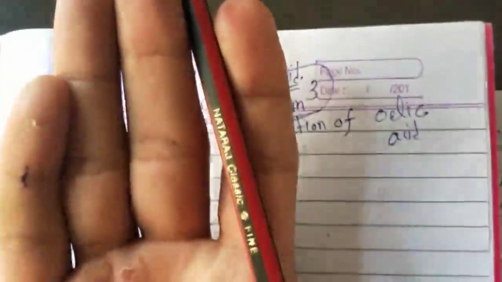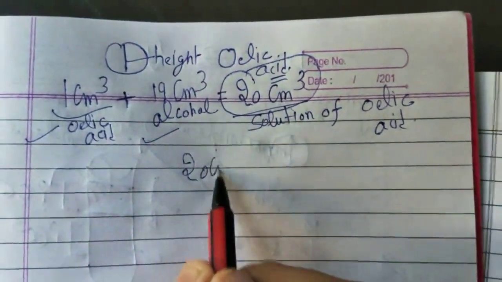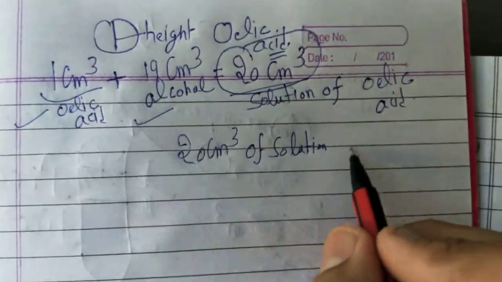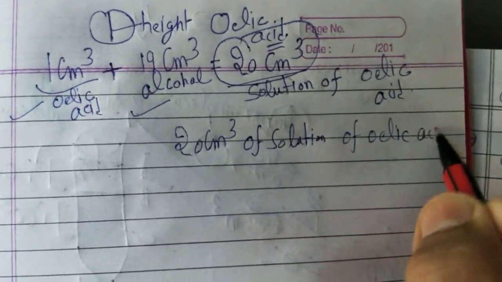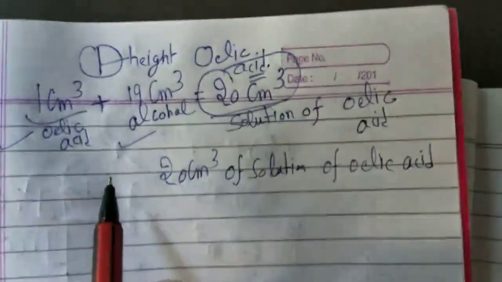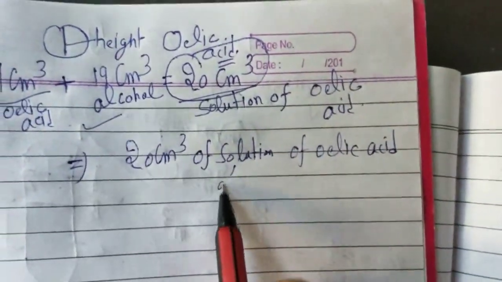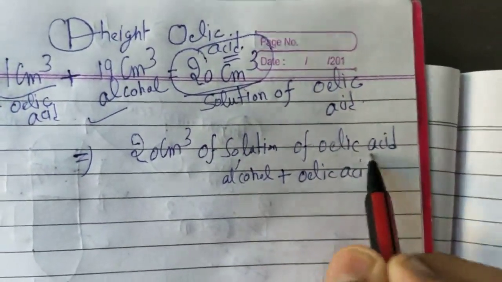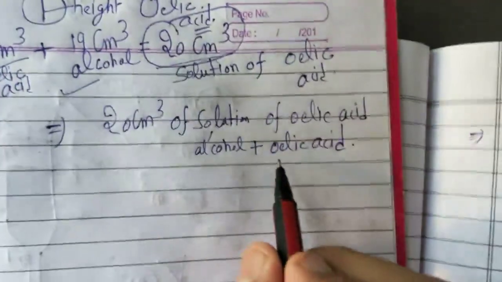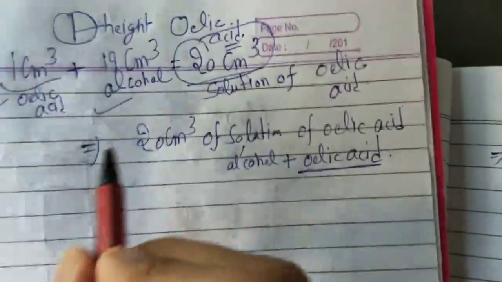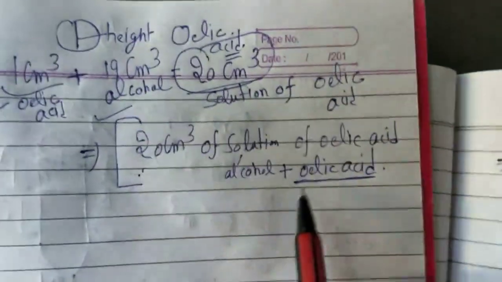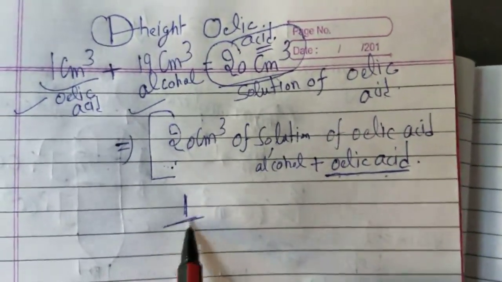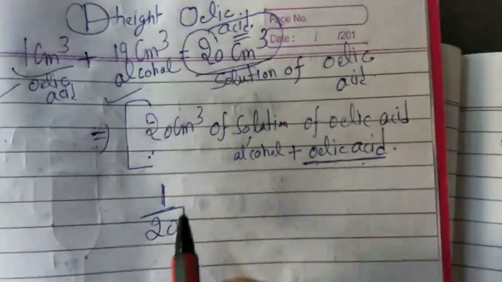In your hand, what are you now having? You are having 20 centimeter cube of solution of oleic acid. That means this solution contains both the alcohol plus oleic acid. But if someone asks you what is the volume of oleic acid in this solution, you will tell them it is the 20th part, 1/20th centimeter cube.